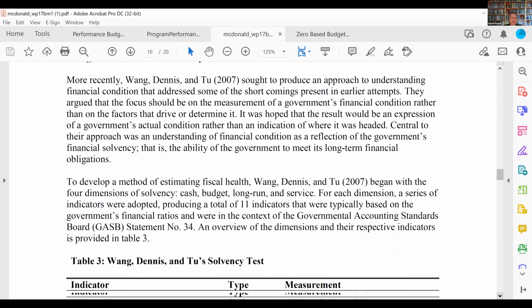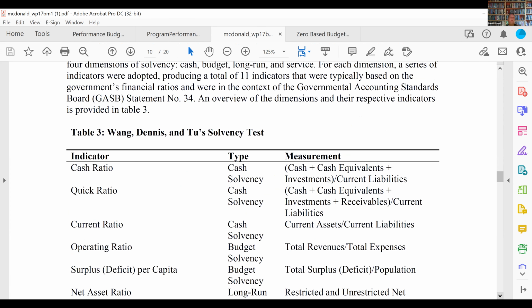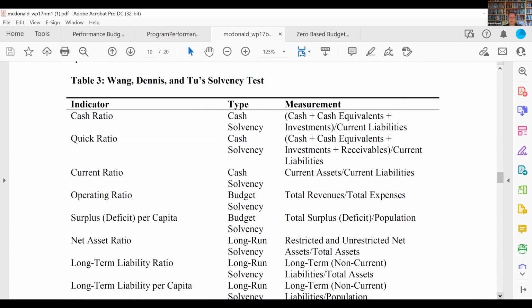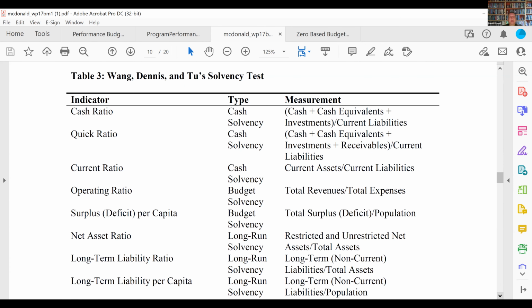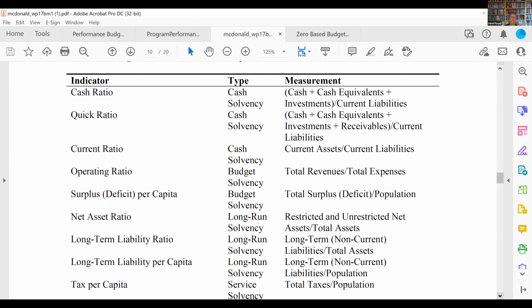Wang, Dennis, and Tu use different indicators, and they use indicators that are oftentimes coming more from the annual comprehensive financial report than maybe coming from the budget itself. And they're not quite as intuitive as the Brown 10-point indicators, so they're a little bit tougher to conceptualize. But here are the Wang, Dennis, and Tu fiscal indicators for fiscal solvency. And we'll talk through some of these, but usually, as I said, most people will use 2 or 3 out of Brown's because they tend to be a little bit more intuitive and straightforward.